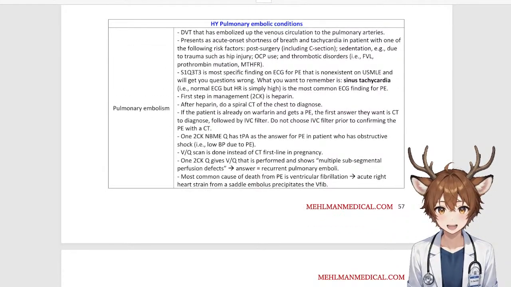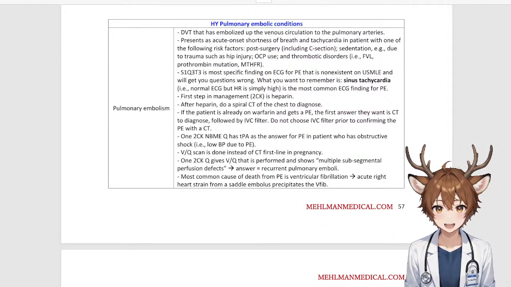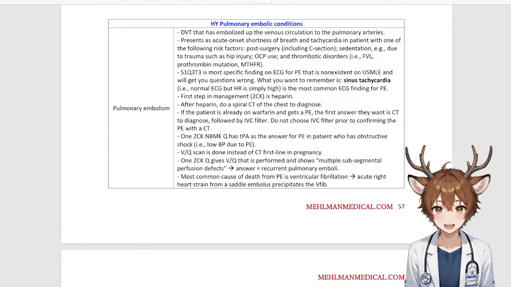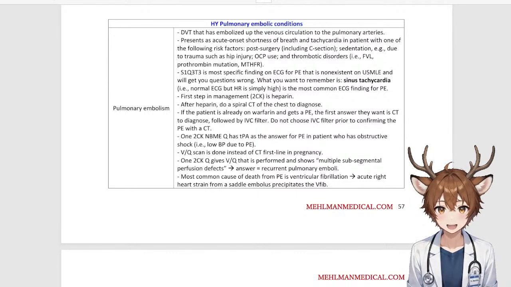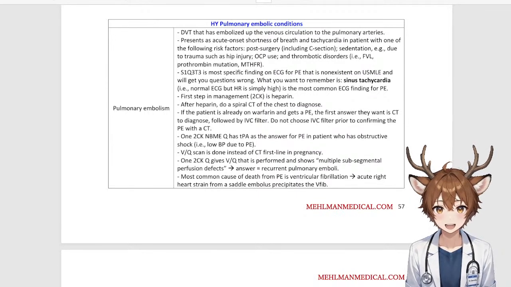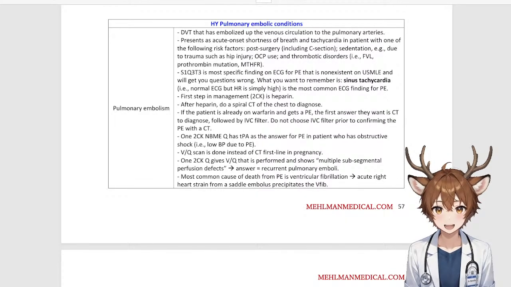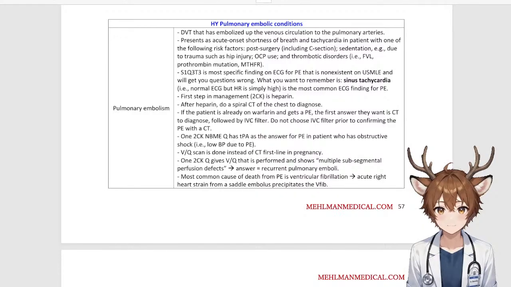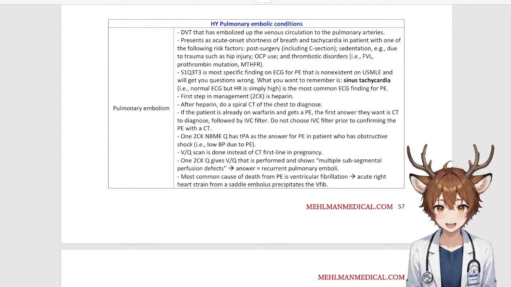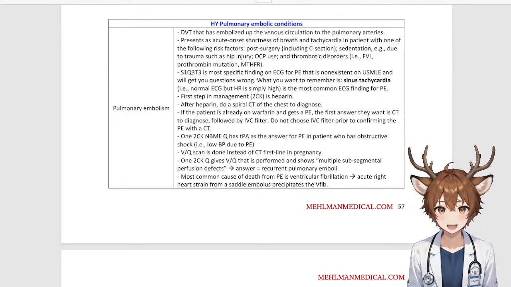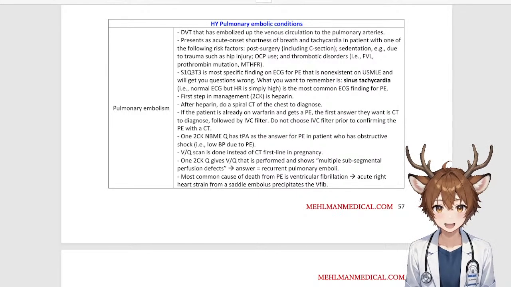Next section is going to be high-yield pulmonary embolic conditions, starting off with PE, or pulmonary embolism. A DVT that has embolized up the venous circulation to the pulmonary arteries presents as acute onset shortness of breath and tachycardia in a patient with one of the following risk factors: post-surgery, including C-section, immobilization, e.g. due to a trauma such as a hip injury, oral contraceptive use, and thrombotic disorders like FVL, prothrombin mutation, MTHFR.